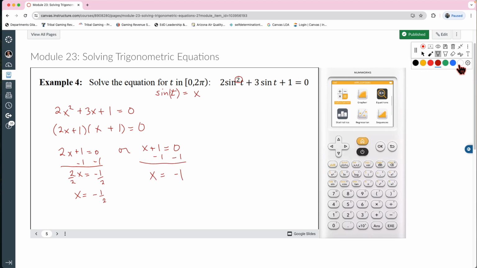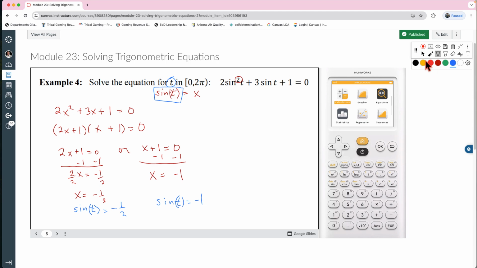Now, again, x is not what we want. We started off with the sine of t, and we're asked to solve for t, and we don't see any t yet, so we're going to back substitute. Wherever we see an x, we're going to replace it with sine of t. Here, sine of t equals negative 1. And the question is really what angle t gives us, when we put it into sine, negative 1/2.